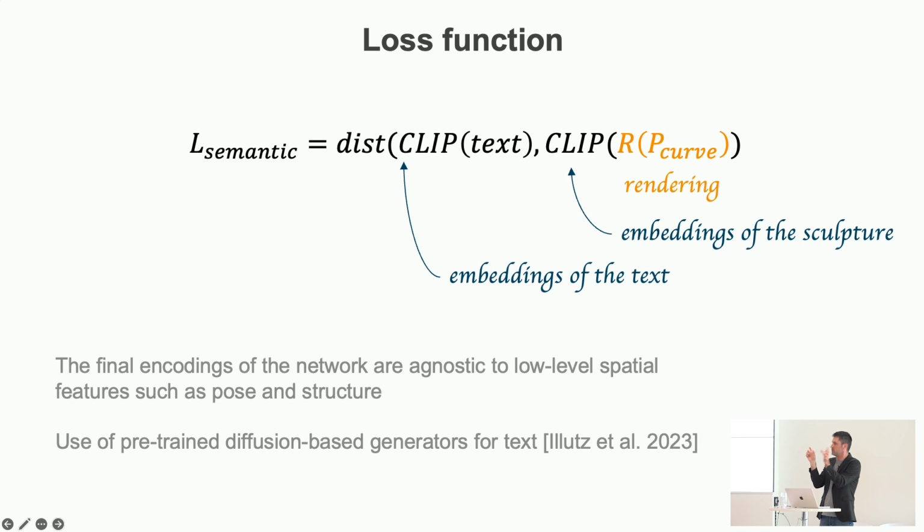And then you can simply look at how different these two embeddings are, and that gives you a meaning of how close or how far these concepts are from each other. The really cool thing is that this embedding is agnostic to low-level features such as pose or structure. And of course, it's also differentiable. So now you suddenly have this connection between the parameters of your curve and how close it is to your text. But because it's differentiable, you can also figure out, if you want to make this difference a little bit smaller, how you need to change the parameters to make this error metric smaller.